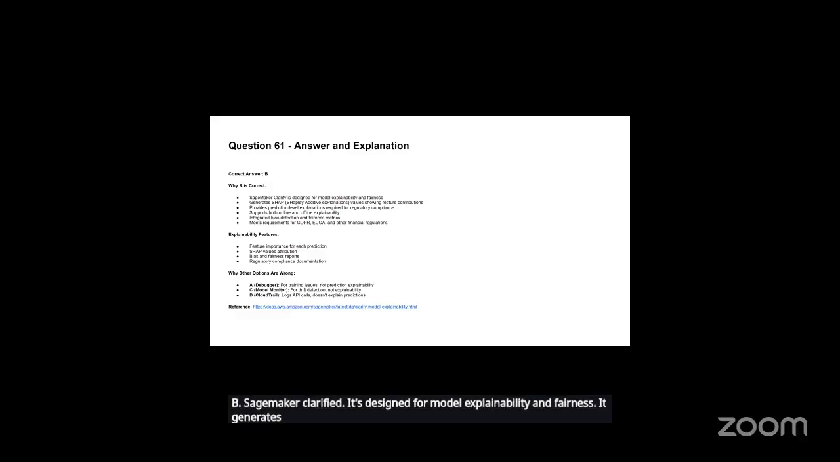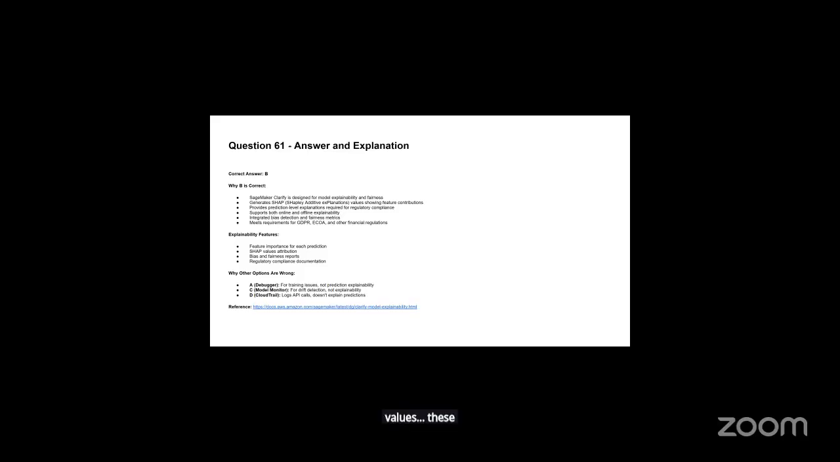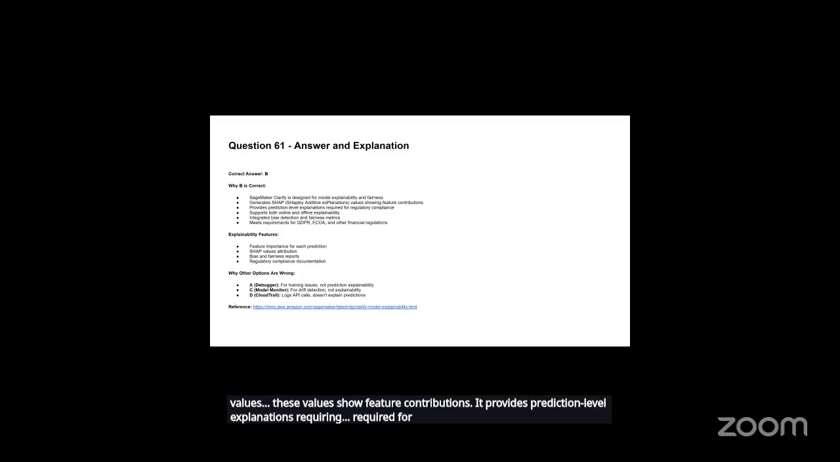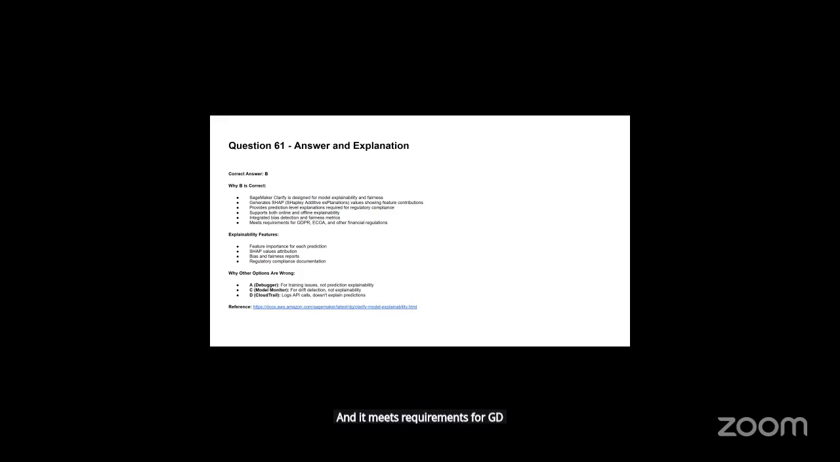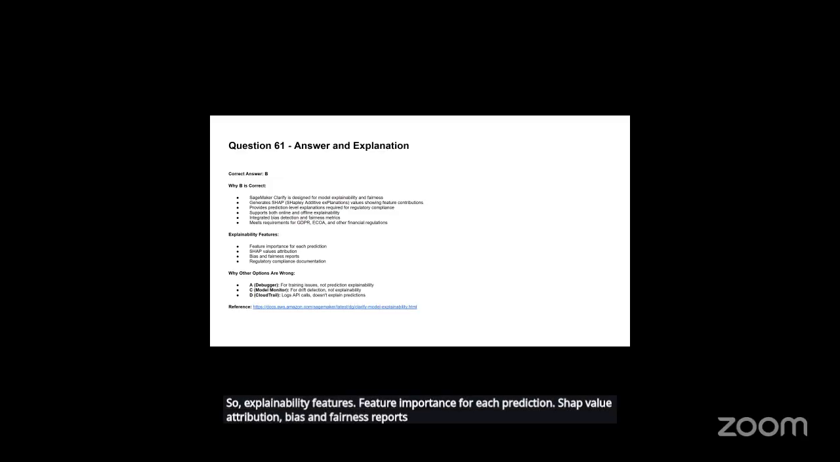B, SageMaker Clarify. It's designed for model explainability and fairness. It generates SHAP, this is Shapley additive explanations, values. These values show feature contributions. It provides prediction level explanations required for regulatory compliance. It supports both online and offline explainability. It integrates bias detection and fairness metrics, and it meets requirements for GDPR, ECOA, and other financial regulations. So, explainability features: feature importance for each prediction, SHAP value attribution, bias and fairness reports, regulatory compliance documentation.